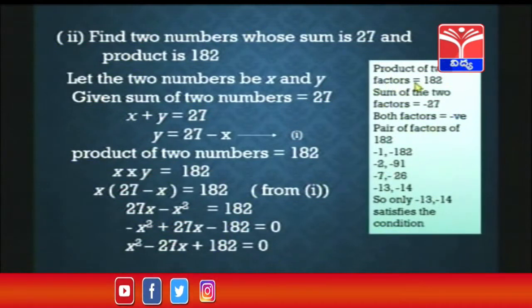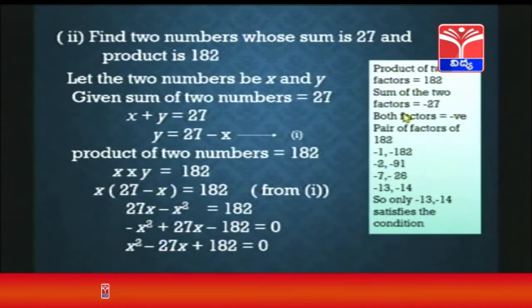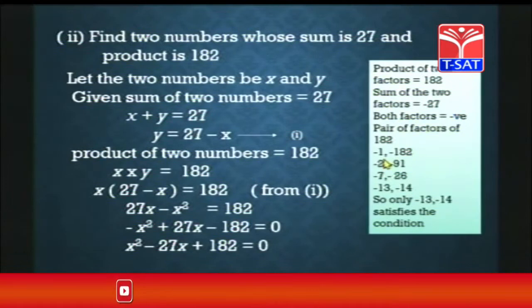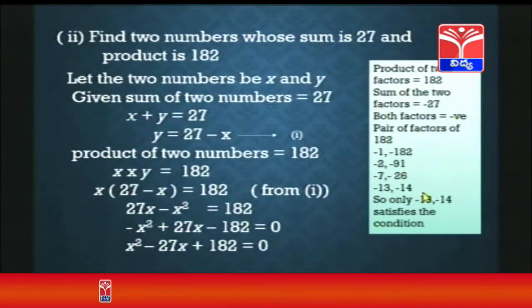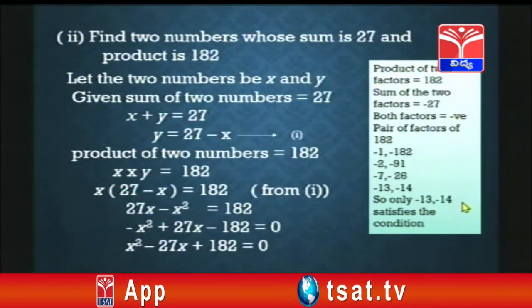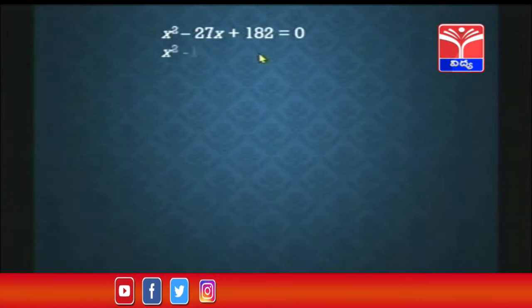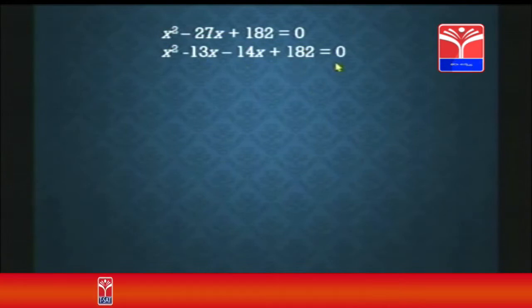Now, the product of the two factors should be plus 182 and the sum of the two factors should be minus 27. So, both our factors should be negative. So, pairs of factors of 182 are minus 1 and minus 182, minus 2 and minus 91, minus 7 and minus 26, and minus 13 and minus 14. So, the pair satisfying the given condition is minus 13 and minus 14. So, our equation x square minus 27x plus 182 can be rewritten as x square minus 13x minus 14x plus 182 is equal to 0.